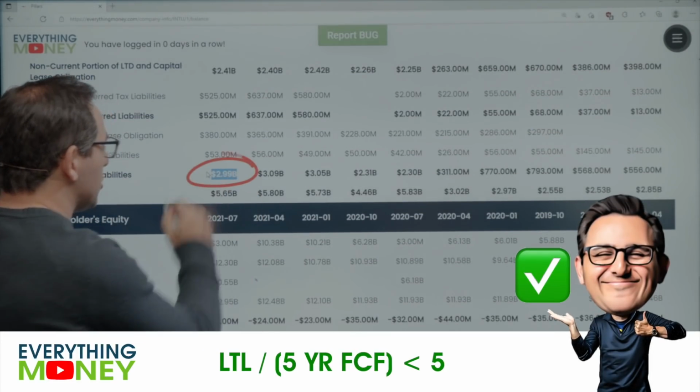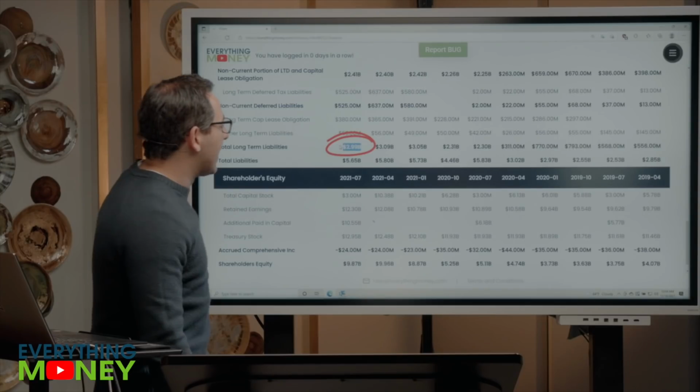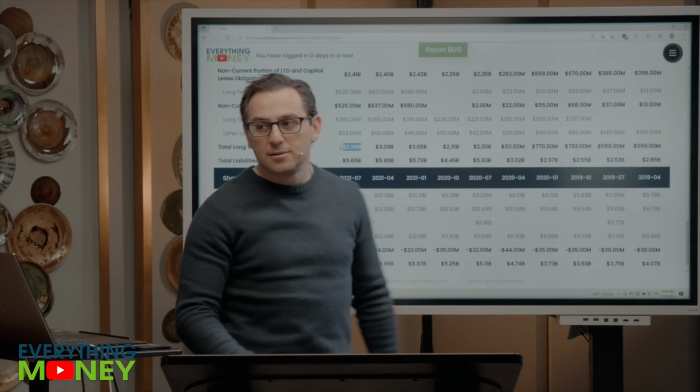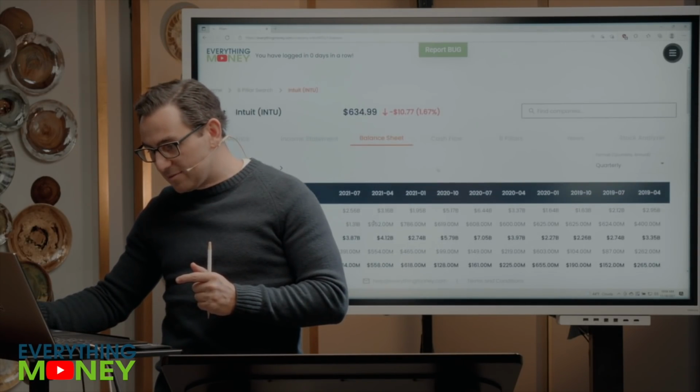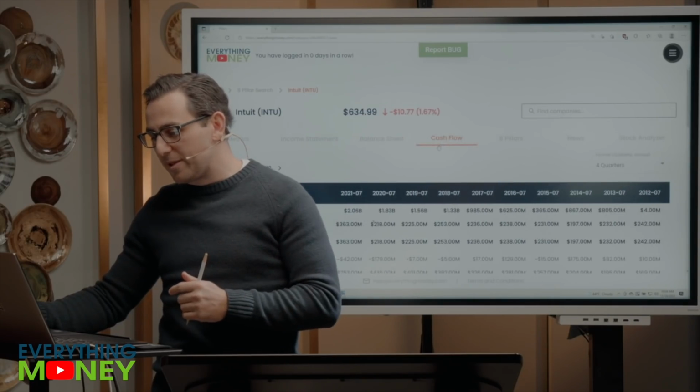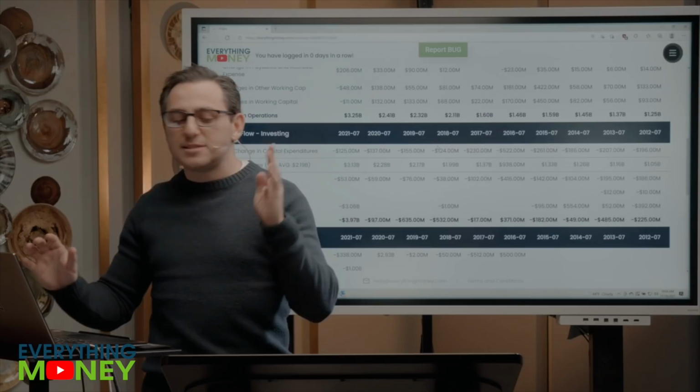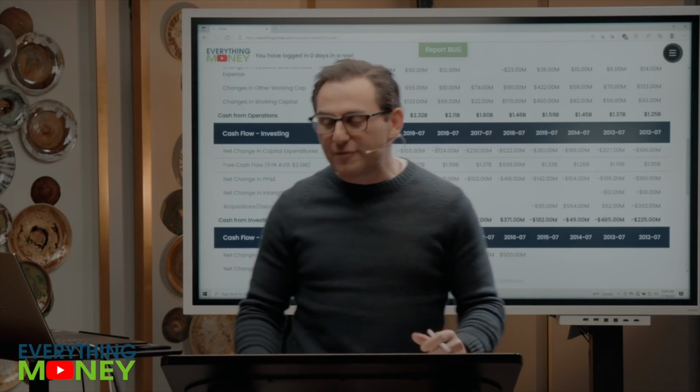They can pay off their long-term liabilities in a year and 5 months. That's pretty solid. That's really solid. Okay, pillar number 7: free cash flow. Free cash flow is our big thing. We want to see free cash flow growth. Seth, please explain to everybody everything about free cash flow.